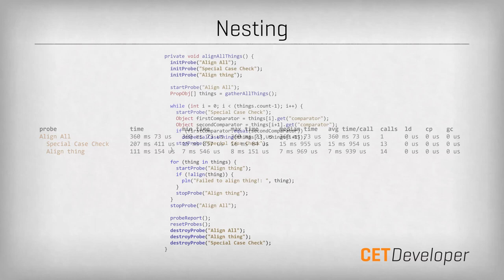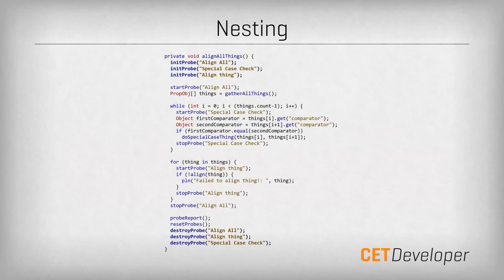You may have noticed while I was putting this code sample together that there is a lot of boilerplate that needs to be added. Every probe needs to be initialized, then started, then stopped, then destroyed. On top of that, you also need to generate reports and do this reset. So every probe that you add is going to add at least 4 lines of code, which can get kind of tedious. There are a couple things we can do to make this easier.